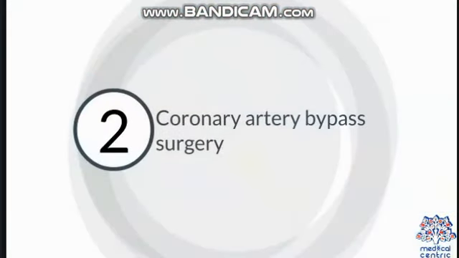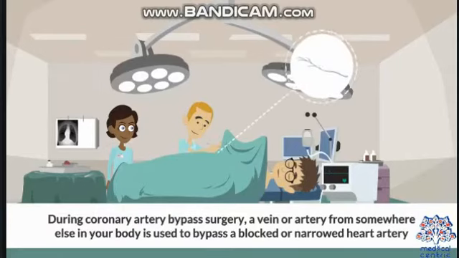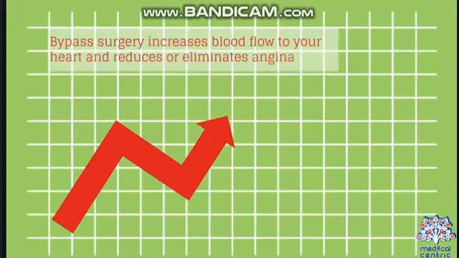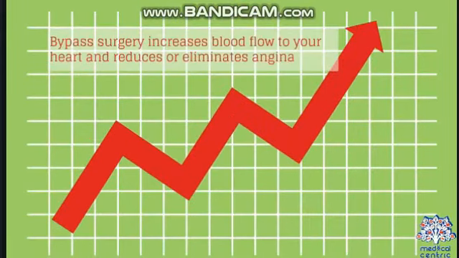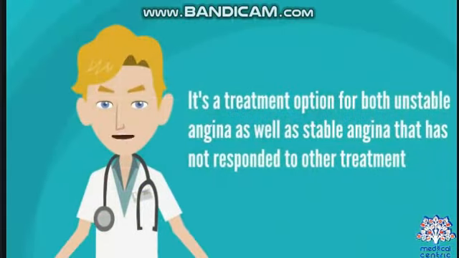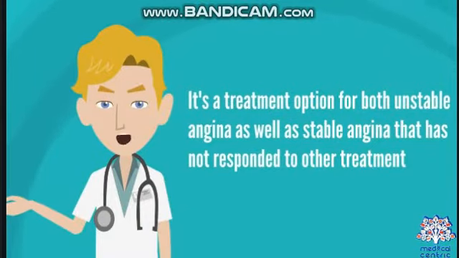Coronary artery bypass surgery. During coronary artery bypass surgery, a vein or artery from somewhere else in your body is used to bypass a blocked or narrowed heart artery. Bypass surgery increases blood flow to your heart and reduces or eliminates angina. It's a treatment option for both unstable angina as well as stable angina that has not responded to other treatments.